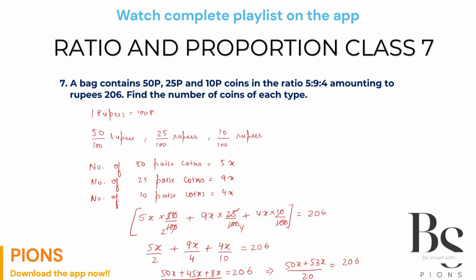Let me solve it further. So 50 plus this, it will be 103x is equal to 206 into 20. I took the 20 to the right hand side, so it was in the denominator; on the right hand side it will go into the numerator. And this will be 206 into 20 divided by 103. You can see 103 can be directly cancelled. It will become 2. x is equal to 40.